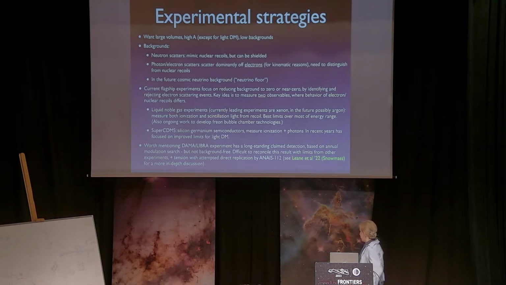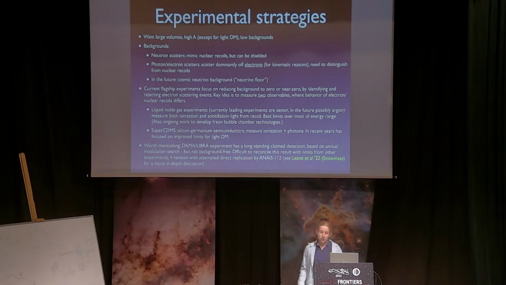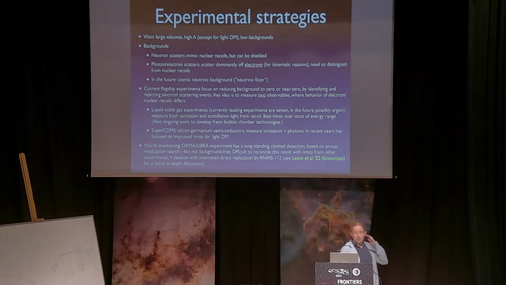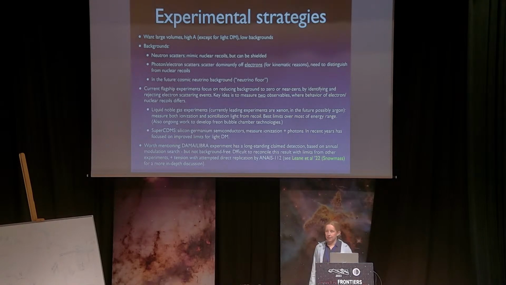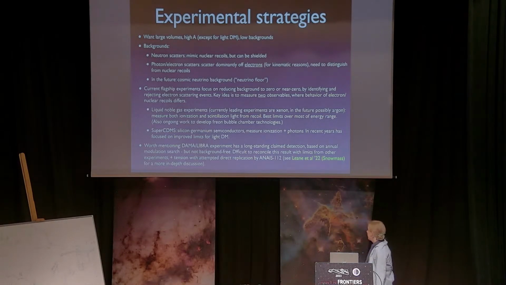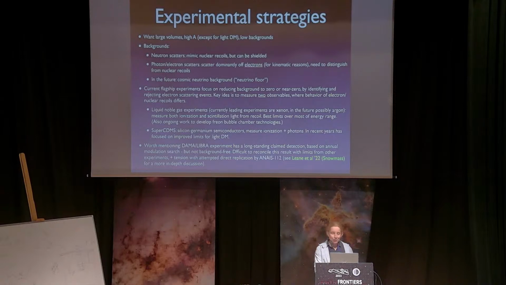I think this was discussed a bit more in one of the previous talks, but at the moment we don't have any convincing positive detections in direct detection. The DAMA/LIBRA experiment had a long-standing claim of detection of annual modulation, but it wasn't background-free. It's difficult to reconcile the result with limits from other experiments, and there are currently some attempted direct replications. The one that's gotten furthest is NaIS 1112, and they don't really see anything clear in it, and what they see seems to be in tension with the original DAMA results. There's a nice Snowmass paper that talks about puzzling excesses generally that has a section on this.